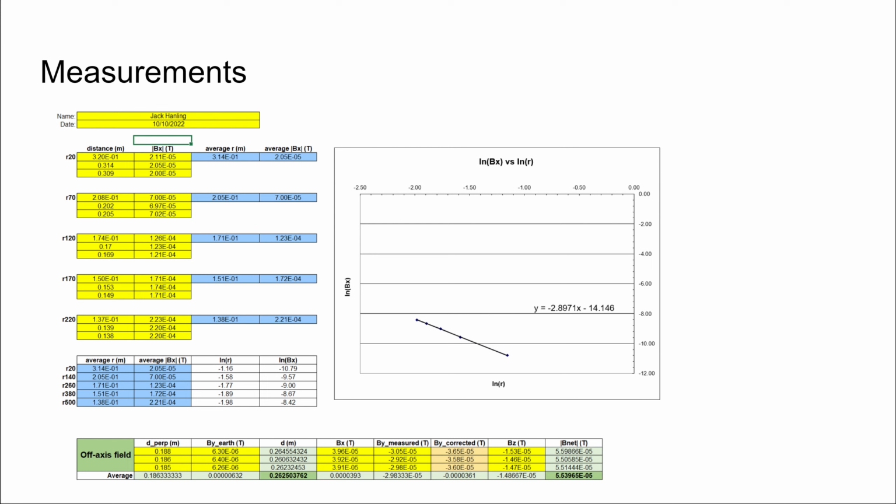Here are my measurements. On the top right, you can see the measurements for the field on axis, both the magnetic field values and the distance. Towards the bottom, you can see the off-axis values perpendicular to the magnet, in terms of both the magnetic field and the distance. The graph is based on the average values for the magnetic field and distance for the on-axis values. This line of best fit we were able to use in the next slide to determine the magnetic dipole moment of the magnet.